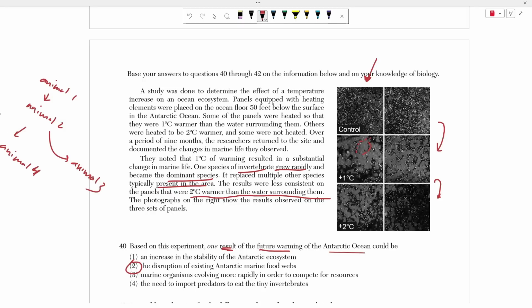But all of a sudden, you have this increase in temperature, and now you no longer have any animal 1, which means that animal 2 starves, animal 3 and 4 also starve, right? So any decrease in biodiversity, or any instance where you have one species that's growing rapidly and becoming dominant, is an issue because it's disrupting the natural food chain, natural process.